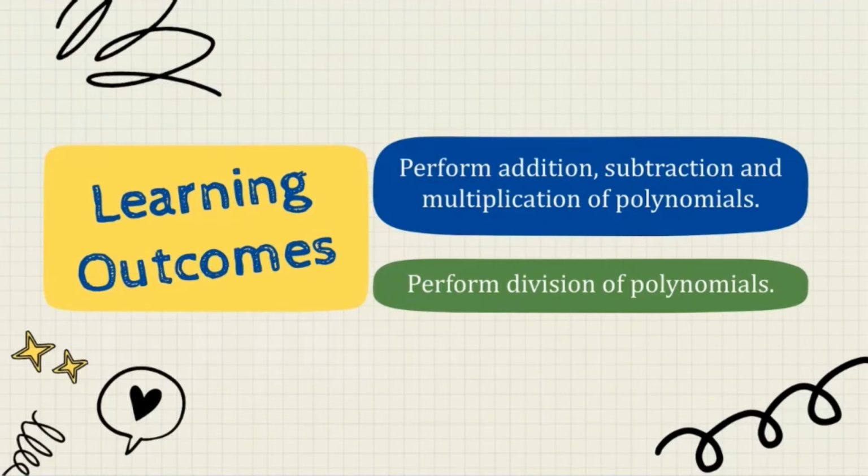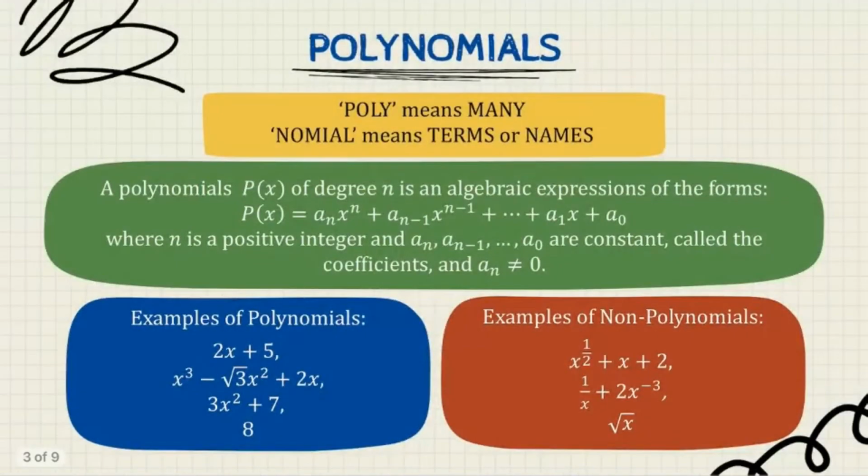Okay, so let's start with the definition of polynomials. Okay, so what is a polynomials? Poly means many. And nomials refers to the terms or names. So polynomials maksudnya many terms lah. Okay, so kalau kita gabungkan dia adalah many terms.